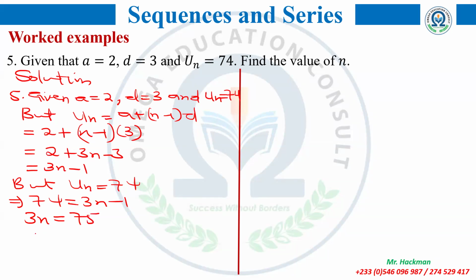Very good. Then 3n is equal to 75. So you divide by 3 over 3. Then n is equal to 25. Therefore, n is equal to 25. Okay, all right. You could have drawn your conclusion here as well.